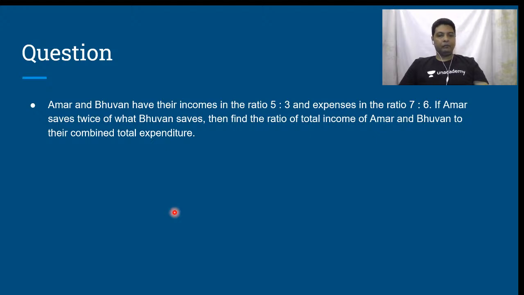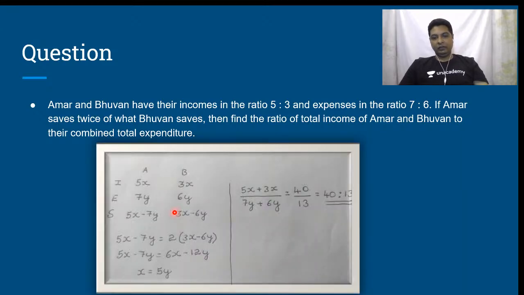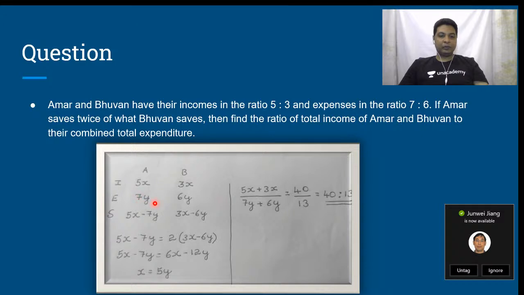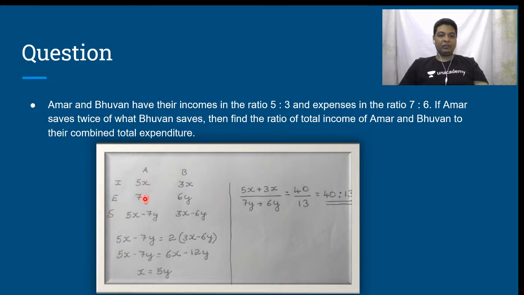Okay, let us look at the solution. Let us say Amar, Bhuvan. Their incomes are in the ratio 5 is to 3. So if the income of Amar is 5x, then the income of Bhuvan will be 3x. Expenses are in the ratio 7 is to 6. If Amar's spending is 7y, then Bhuvan's spending will be 6y. What about the savings? 5x minus 7y is the saving of Amar. 3x minus 6y is the saving of Bhuvan.